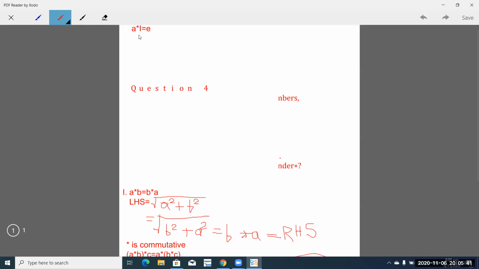So what's A star I? The square root of A squared plus I squared is equal to 0. So we get the square root of A squared plus I squared, and that's equal to 0. Very good. So A squared plus I squared is equal to 0. So how are we going to make I the subject?